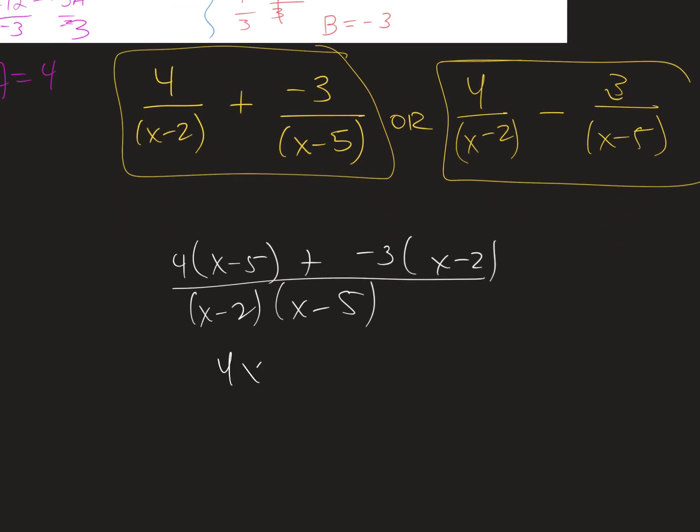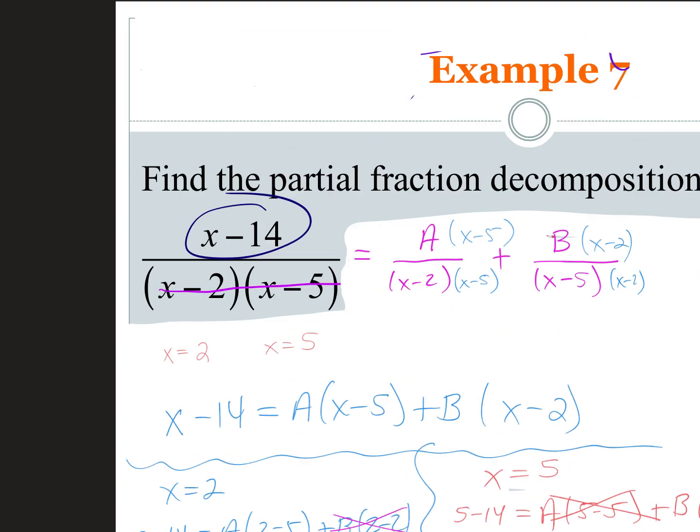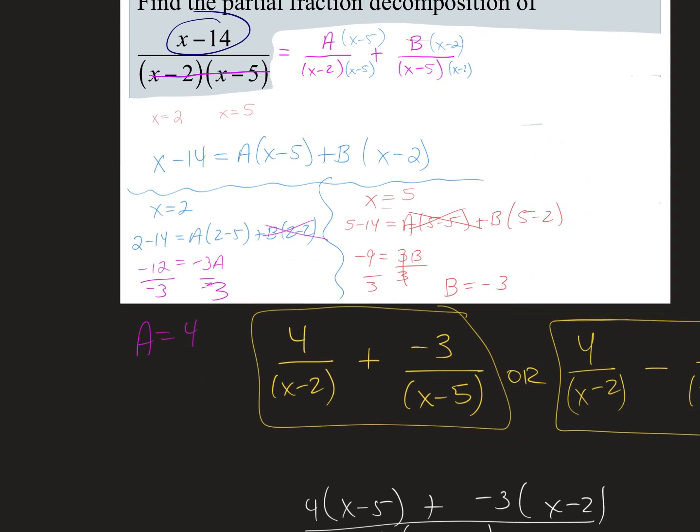So 4x minus 20 minus 3x plus 6. What's 4x minus 3x? X. What's negative 20 plus 6? Minus 14. Is that what we started with up here? Yes. So you're good to go.